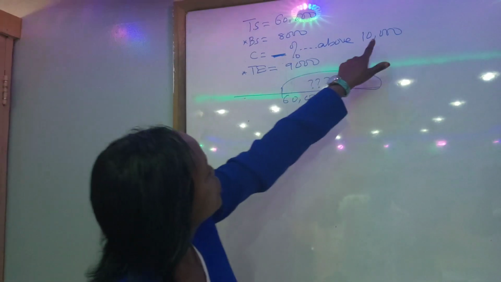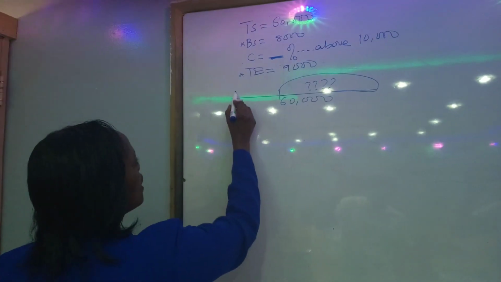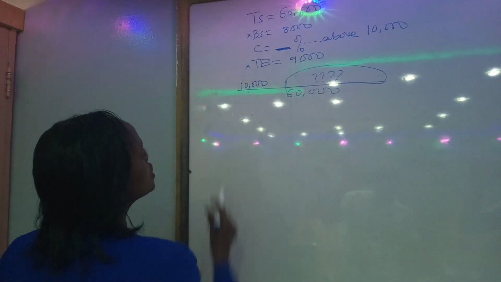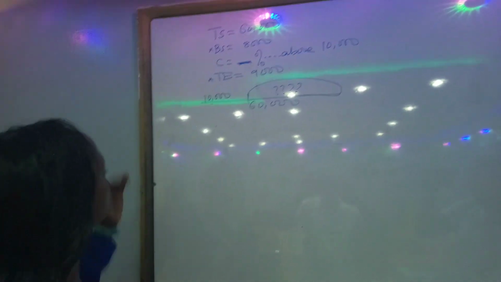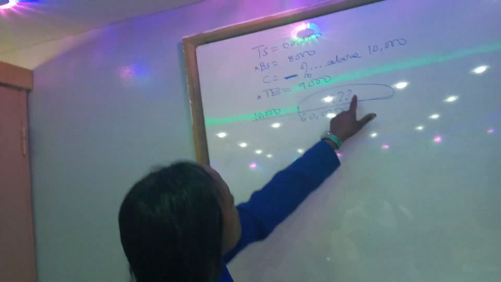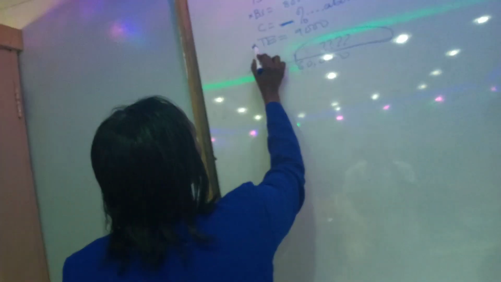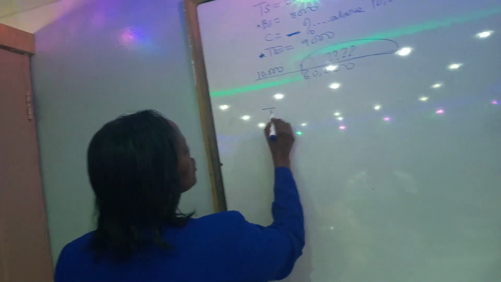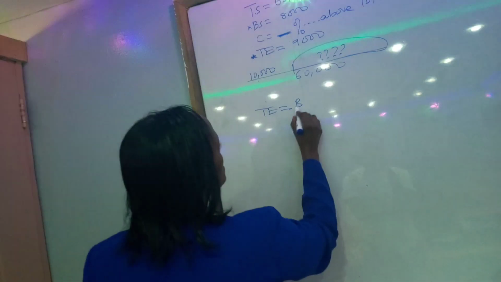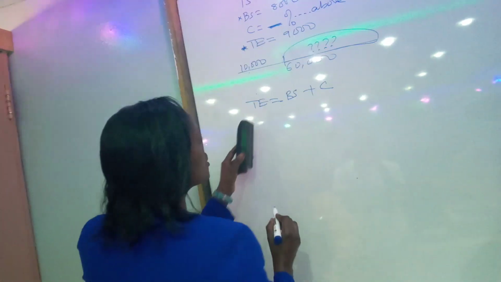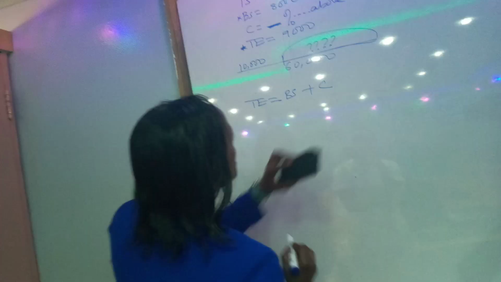What does that mean? 10,000 will come here. It is not touched, so it's the non-commissionable amount. The commissionable amount is what we shall get. Where will it come from? Look here. Where did he get these total earnings from? His total earnings came from basic salary plus commission.